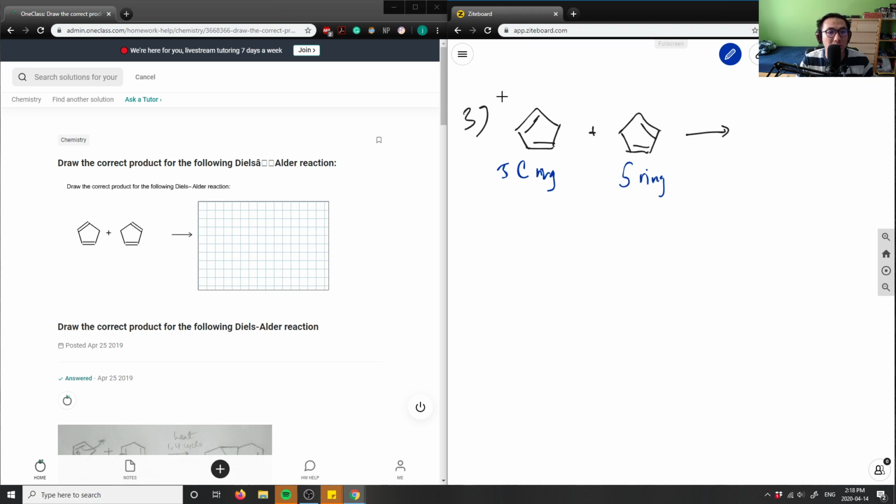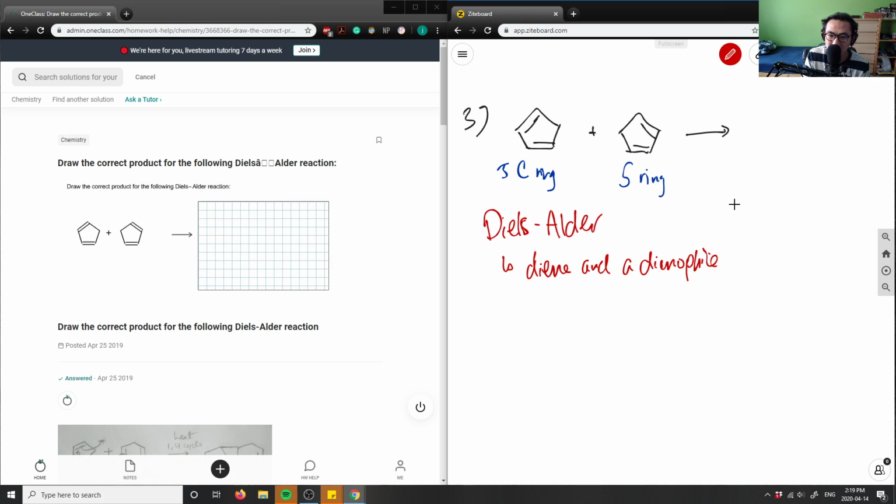It says draw the correct product for the Diels-Alder. So I know it's a Diels-Alder reaction, right? If you recall, in a Diels-Alder reaction we need a diene and a dienophile. The simplest Diels-Alder requires a cis formation of an alkene, something like this. It's cis right now, the side groups are on the same side.